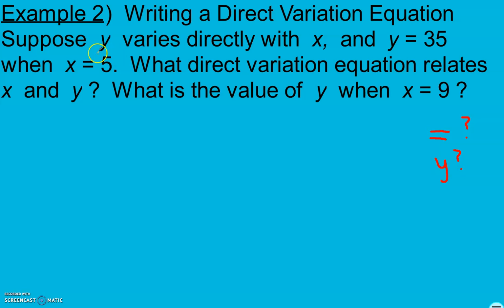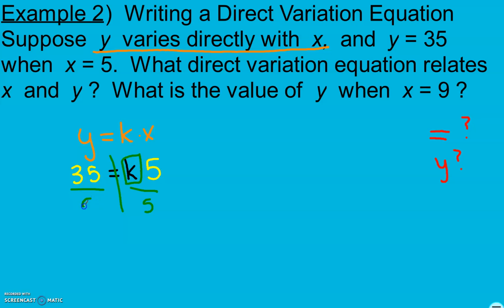Here it says y varies directly with x. Y varies directly with means y equals k times x. Then it tells us y is 35 when x is 5. So we plug those in for y and x. We can solve then for k by dividing by 5. And I get 7 equals k.